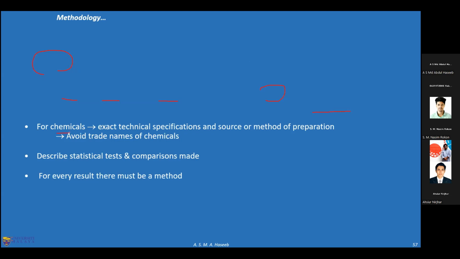As for chemicals, you have to use exact technical specification. Avoid using trade names for the chemicals. It is expected in a scientific paper that you have appropriate statistical analysis done. If so, you have to give details of the statistical methods that you have used. And remember, whatever result you describe, every result must have a method. So do not miss any method, even the minor ones. You have to explain that. But of course, the minor ones may not get as much space as the most important ones.